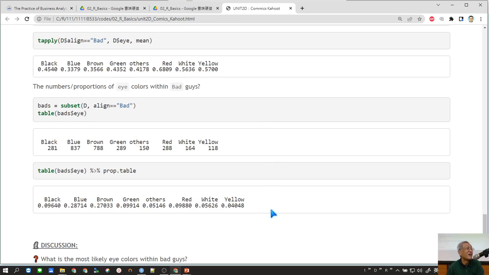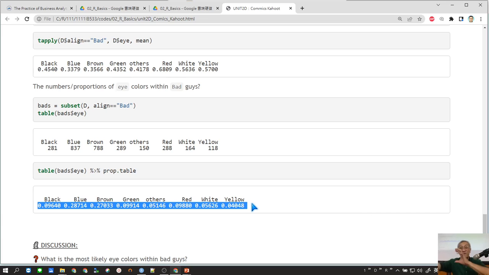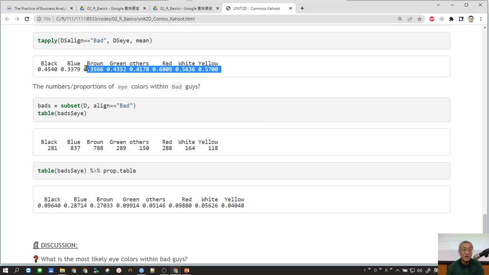And why? When I ask the proportion of eye color within bad guys, all of these proportions should add up to 1, right? Because within bad guys, I'm talking about the proportion of eye color. And this one is different. Within each eye color, I'm talking about the proportion of bad guys. So this is the proportion of eye color, and this is the proportion of bad guys. So the proportion will be different.